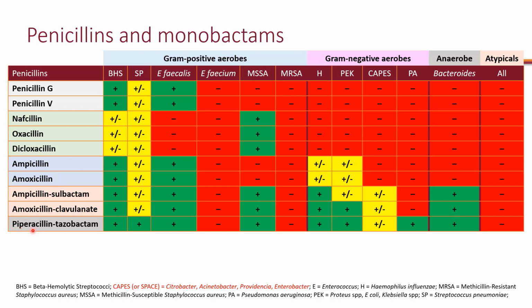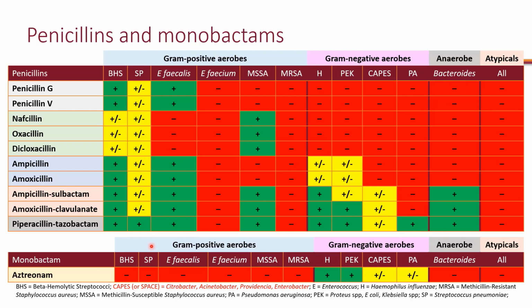Now, the last and the broadest penicillin is piperacillin-tazobactam, so excellent activity against beta-hemolytic strep, against strep pneumo, as well as E. faecalis, but not against E. faecium. It does have activity against MSSA, but not MRSA, and pretty good gram-negative coverage overall. But more importantly, this is the only penicillin that has activity against Pseudomonas aeruginosa.